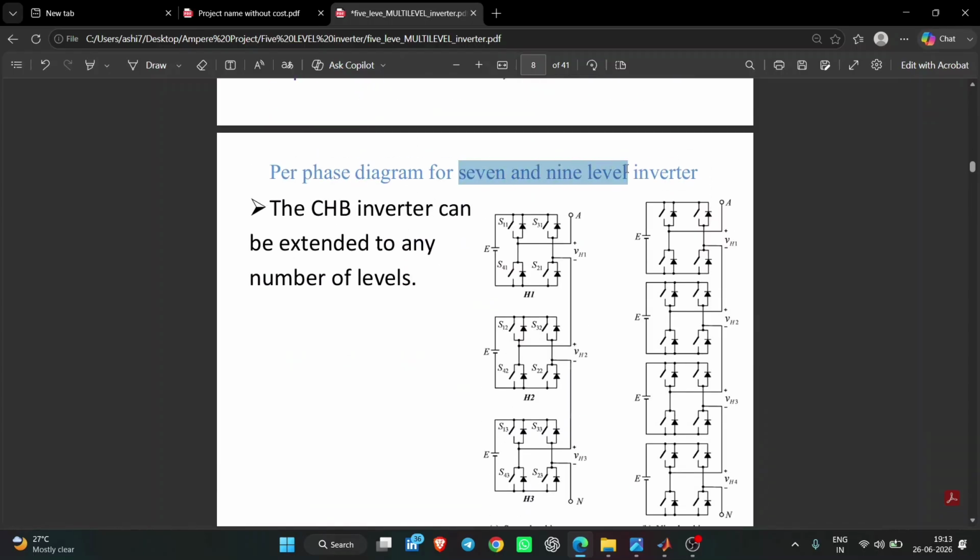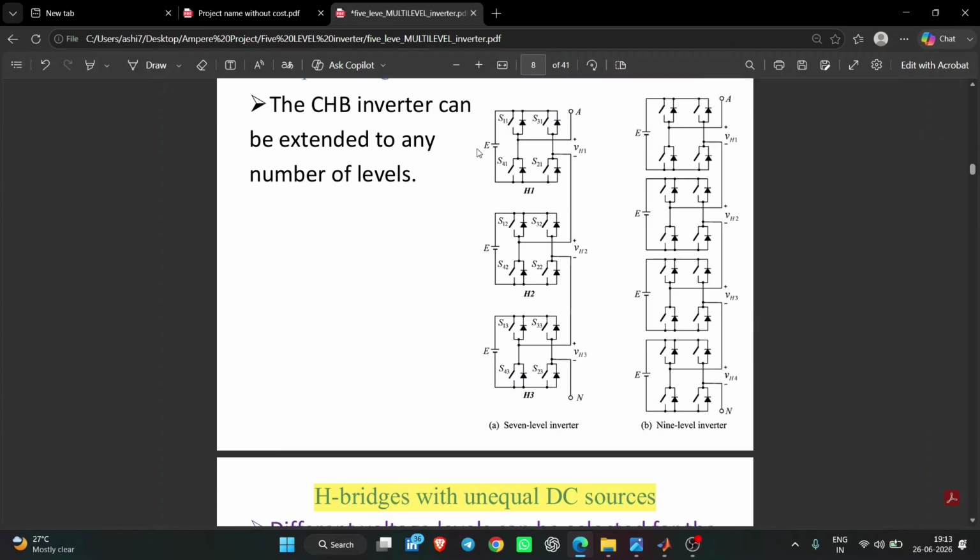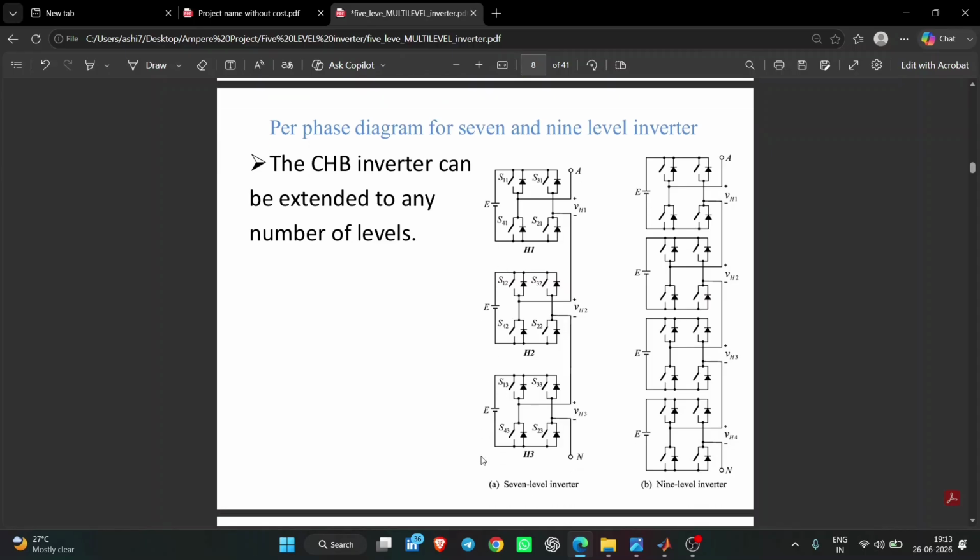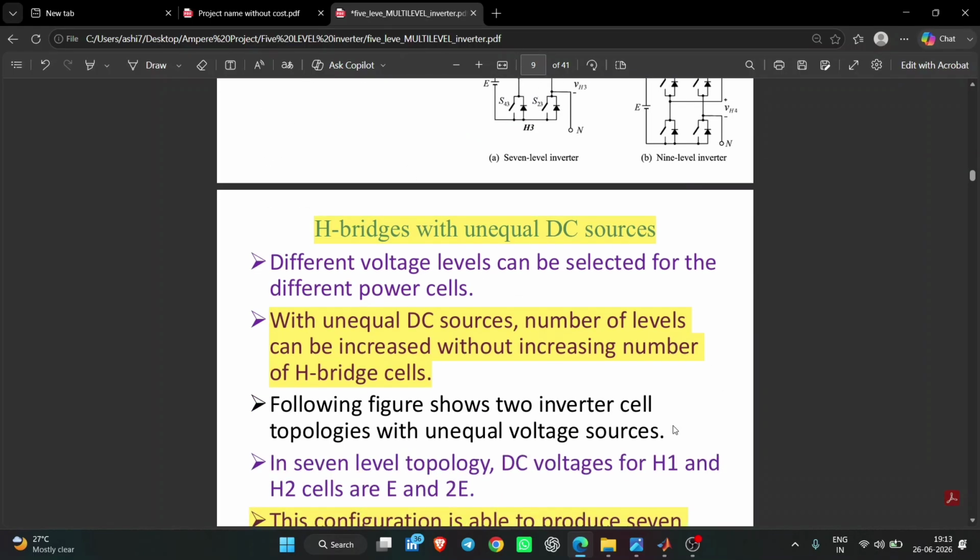Similarly, here you can see a 7 level and a 9 level inverter. Here equal voltage source, again equal voltage source E. Here you can see 7 level, here you can see 9 level. Here you are using 3, here you are using 4 H bridges for single phase.